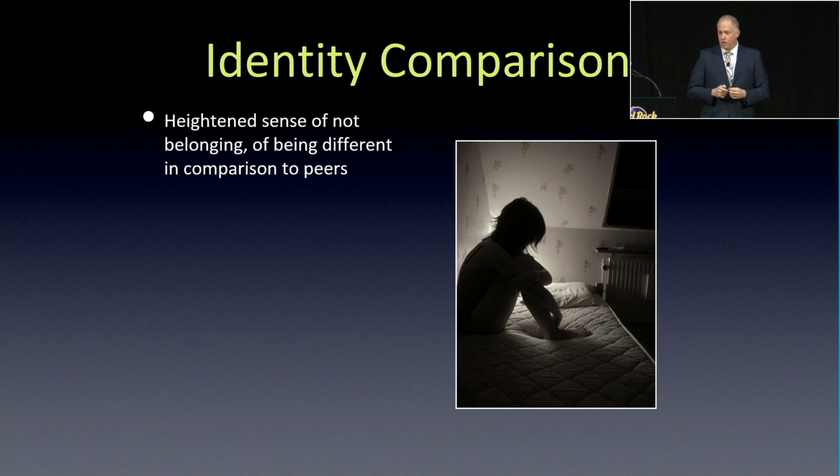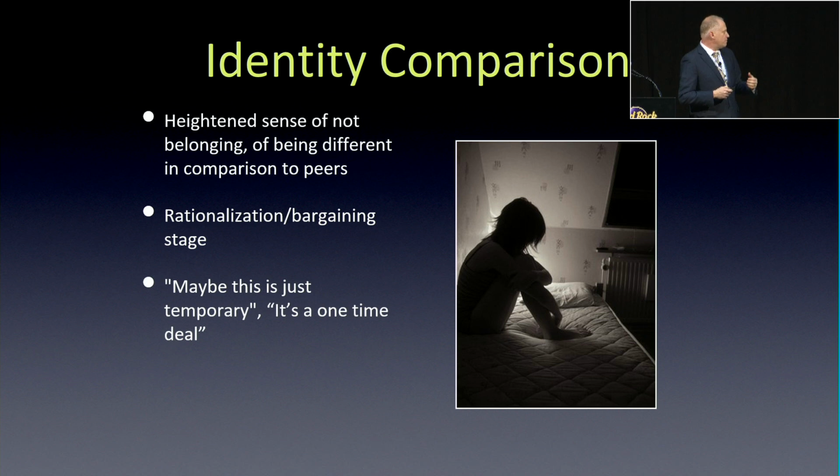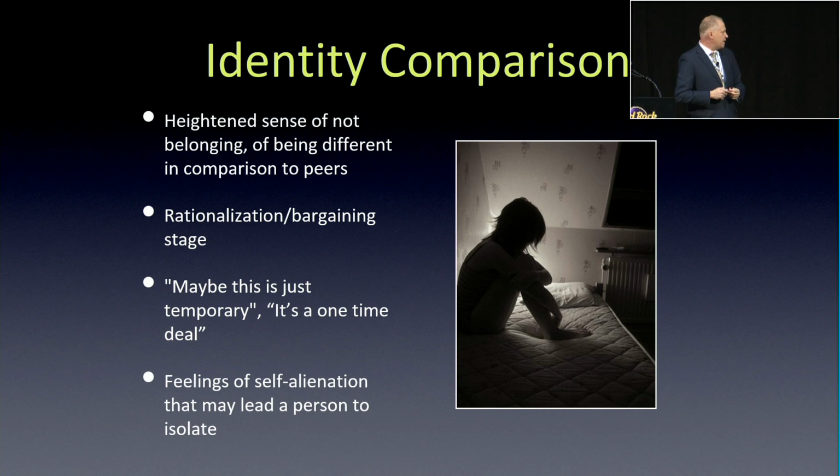Next is identity comparison. This is going to be a heightened sense of not belonging or feeling that they're in some type of different setting than their peers. So if you think about it again with these different scales like Kubler-Ross, there's a bargaining stage effectively. Think about that. This is kind of where that's coming up as well. And maybe this is just temporary. That's the question that they ask. It's a one-time deal. They may be asking themselves as well. They have feelings of self-alienation, and this is where they start to go from withdrawal to possibly even further isolation.